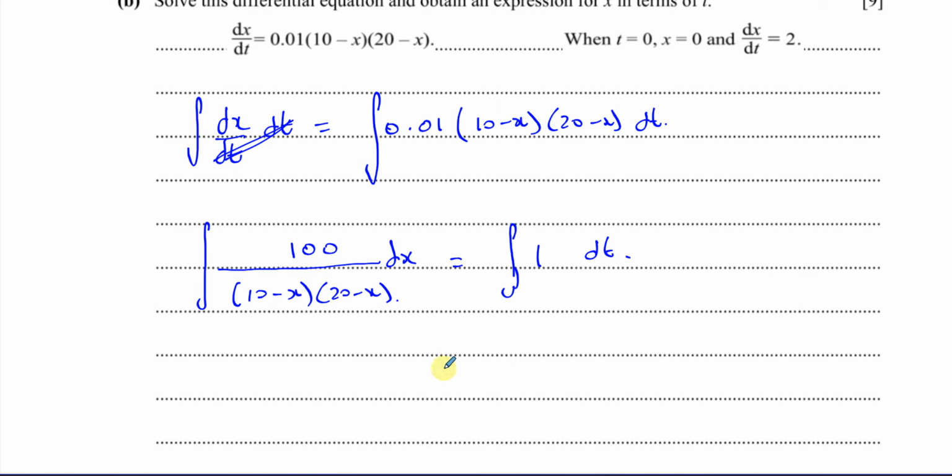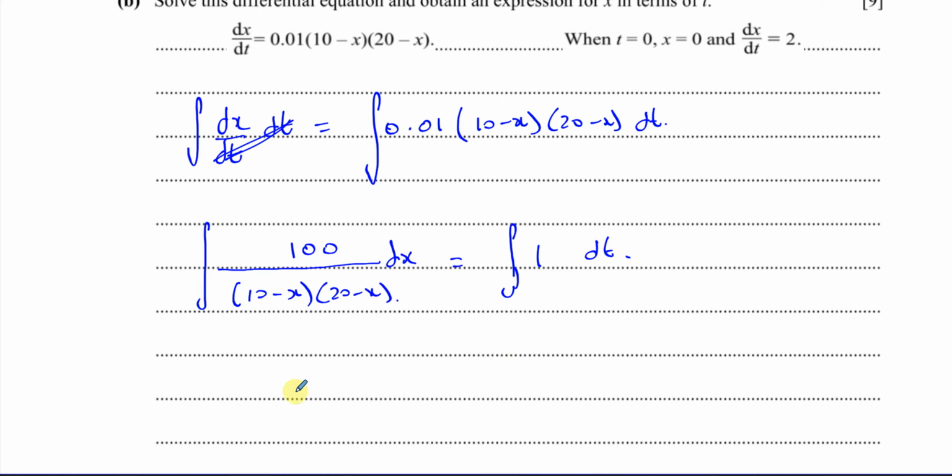Okay, so now we want to integrate this with respect to x, and this side with respect to t. This side is no problem. This side here, we have to try to rewrite it in such a way that it can be integrated. The way it's written now, it can't be integrated. So we have to have a skill set of knowing how to integrate such types of expressions.